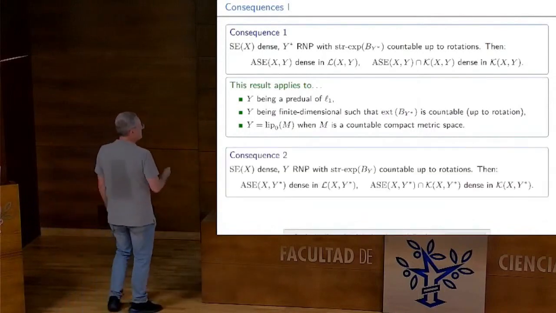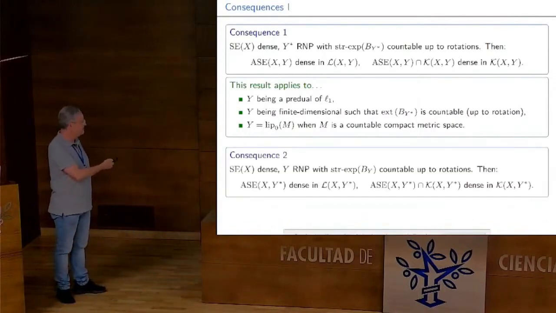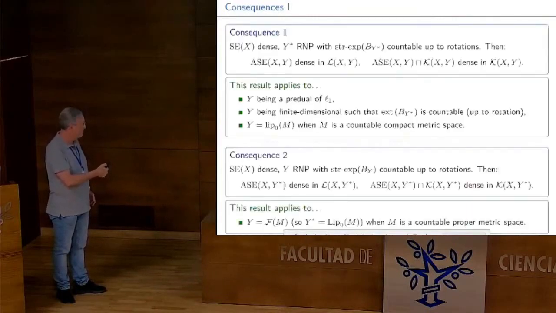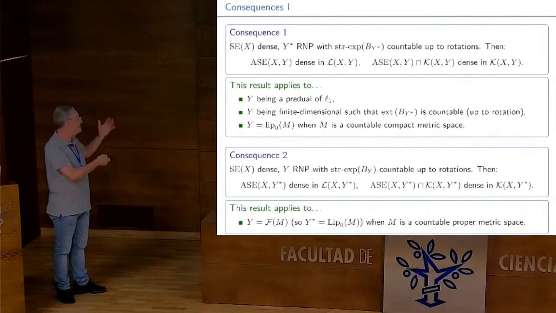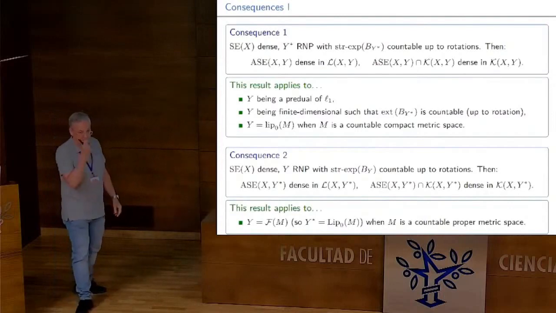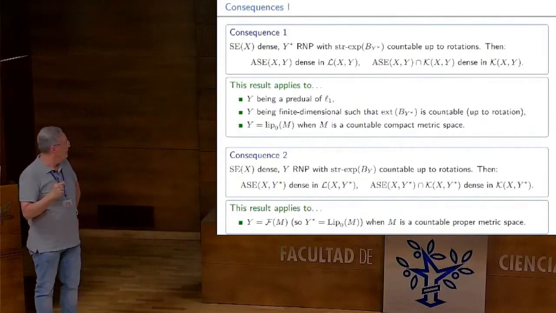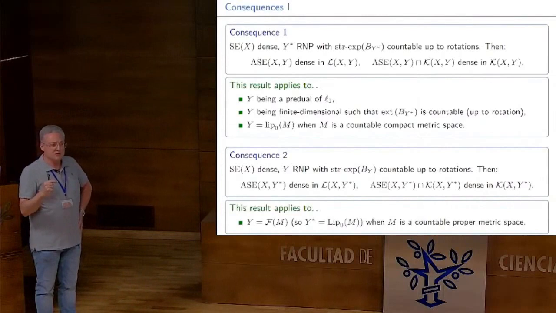Okay. So the second consequence is that, suppose Y has the RNP, and the set of strongly exposing elements of the unit ball is countable after rotation. Then you get the same, but arriving to Y star. And this, for instance, applies to Y being the Lipschitz free space of M. So Y star is the space of Lipschitz functions on M, when M is countable and proper. Proper means that closed balls are compact, isn't it?